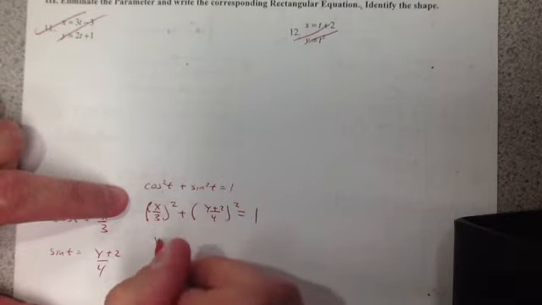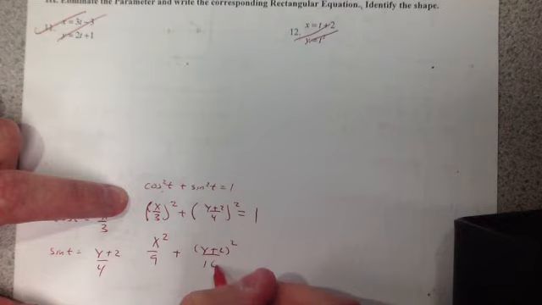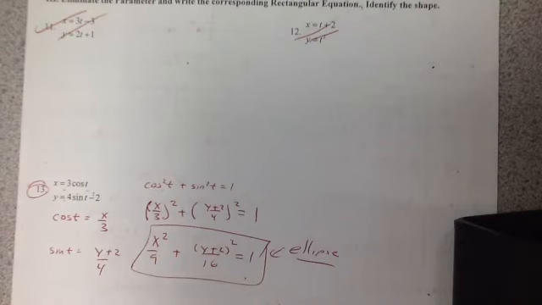I don't like the way that looks. That just becomes x squared over 9 plus y plus 2 squared over 16 equals 1. And what shape is that? It's an ellipse. So if you need to, go back and try a bunch of these tonight, okay?